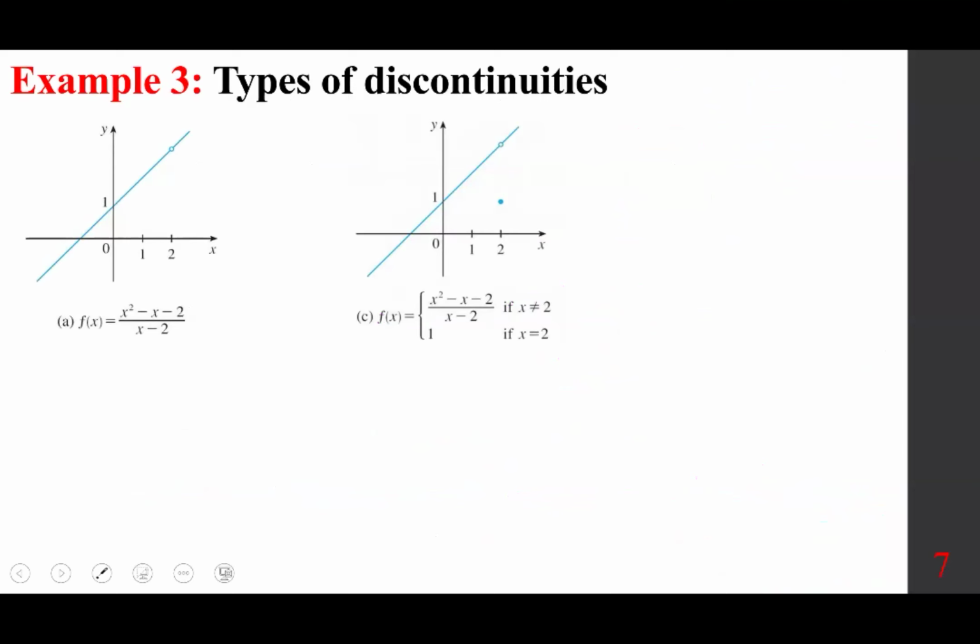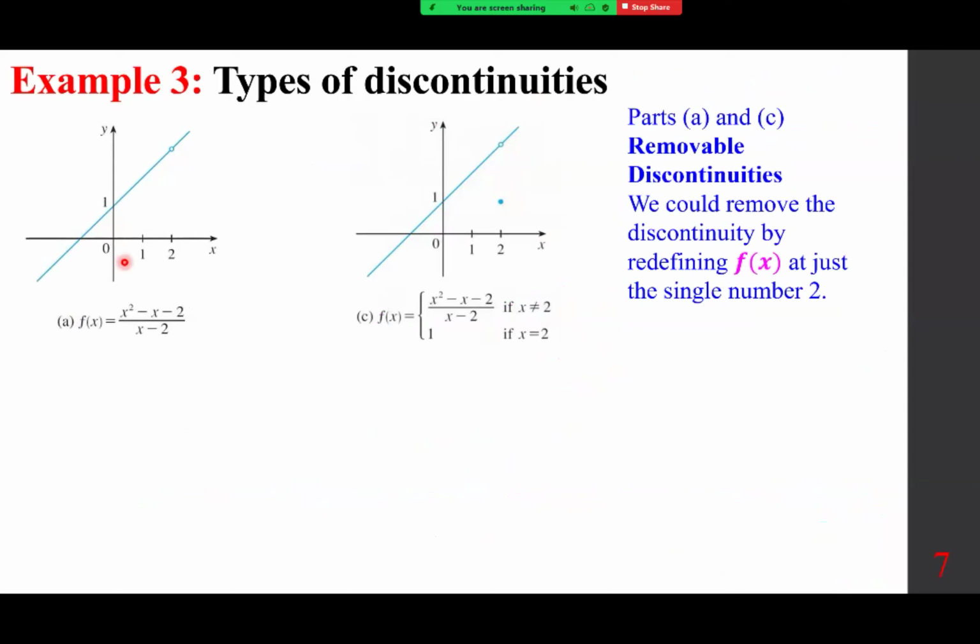Types of discontinuity. Look at this one. We have a hole. Look at this one. We have a hole, and the function is defined at some point. So parts A and C are called removable discontinuities. Why is that? We could remove the discontinuity, in other words, fix the problem, by redefining f of x at just a single point, 2. That's all you have to do. And it fixes the problem. So there's a hole. Whether the functional value is given or not, it makes no difference. You can fix it. And how do you fix it?